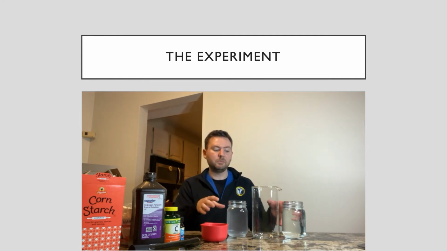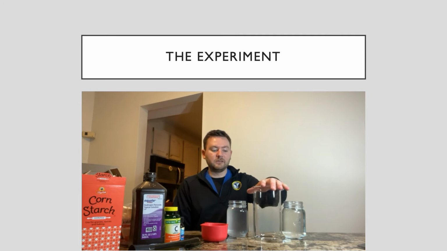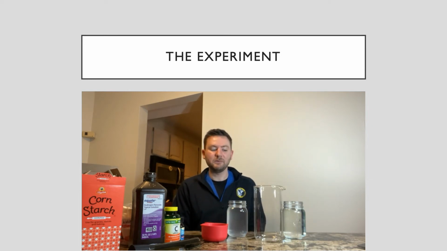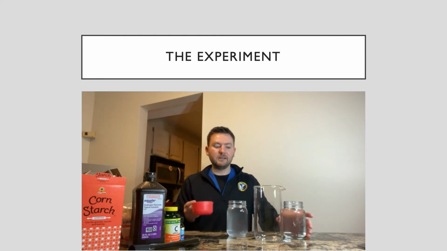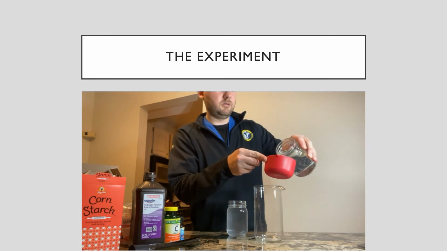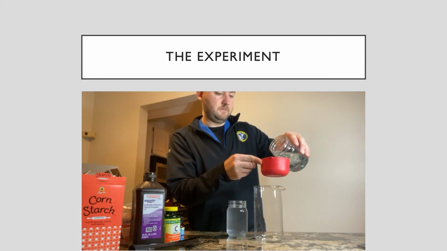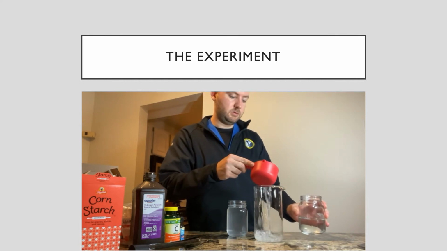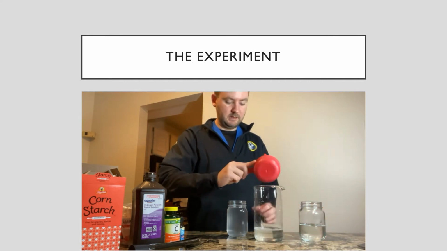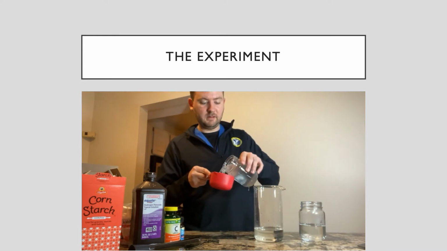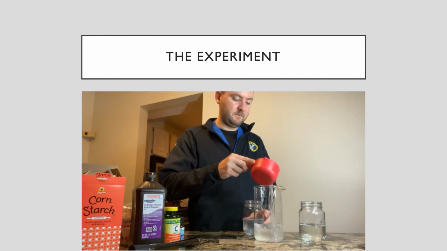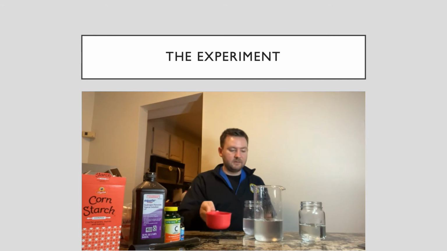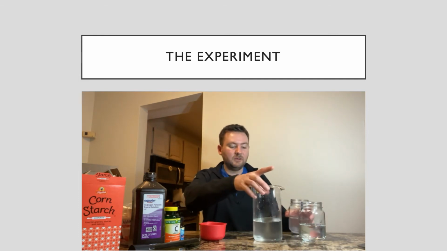So again, I already pre-made them, but we'll take an equal amount of both and we'll pour it into our cylinder here and we'll see what kind of reaction happens. So we'll start with solution A. I have about 250 mLs right here. And then we have solution B right here. Again, we'll do the 250 mLs.